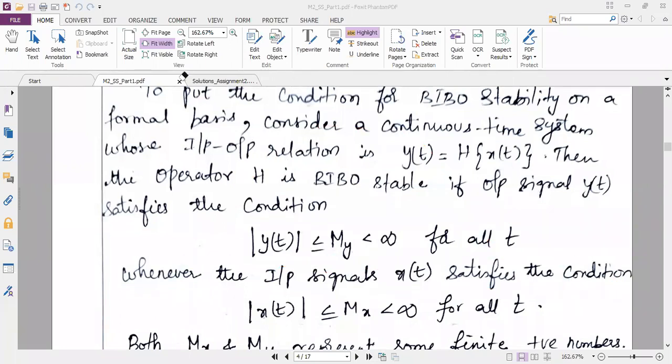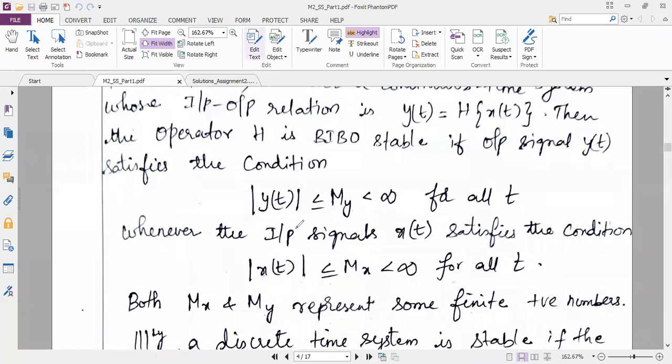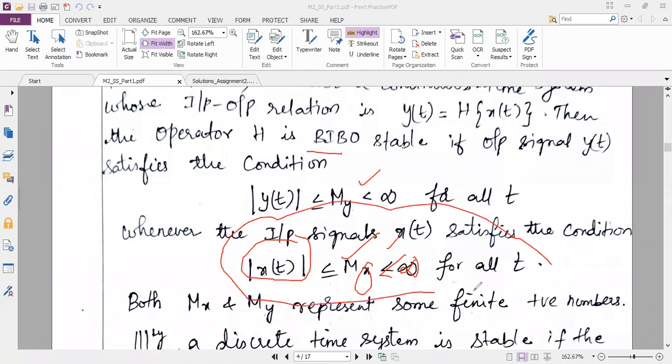So I should write the condition of x of t. Like how I have written for y of t, the same way I should write the condition for x of t. The magnitude of x of t should be less than or equal to M subscript x, because it is the input signal, less than infinity. So they have started with H, then they went to output, and then they went to input. I can also define in this way. If my input signal satisfies the condition magnitude of x of t less than Mx less than infinity, my output also satisfies the condition magnitude of y of t less than My less than infinity, then I can call the operator BIBO stable.